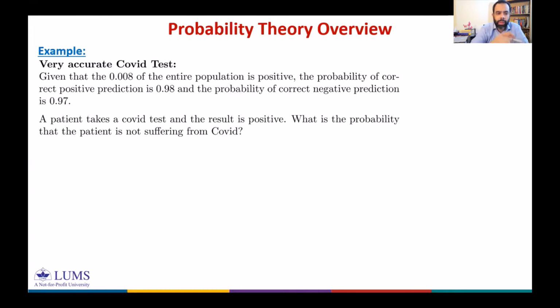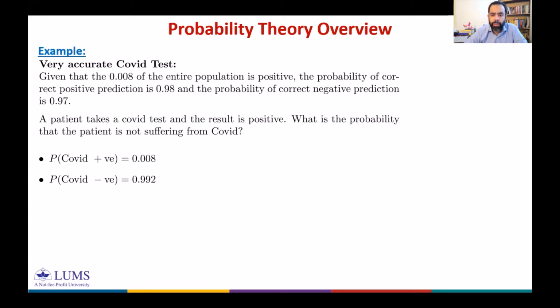So if we just use the information we have here and we note the probability of correct positive prediction is 0.98, apparently it seems that you would say, since the test is very accurate, the patient is suffering from COVID. Well, let's find out this probability. So if we mathematically formulate the information we have, probability of COVID positive is 0.008, probability of COVID negative is 1 minus probability of COVID positive, 0.992.